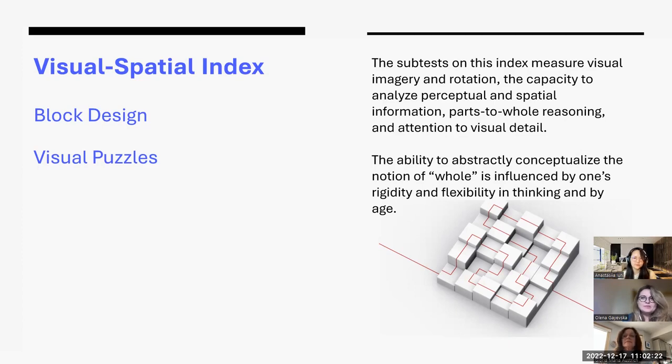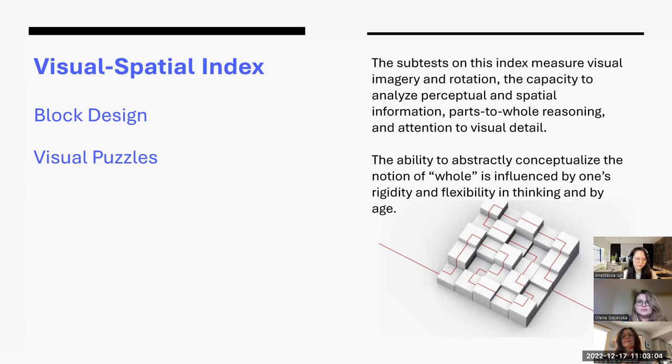So the subtests on this index measure one's ability to create that visual imagery and rotation. So it's an abstract imagery. It's being able to take an object in space, in your head, and be able to manipulate it and orient it, and then be able to analyze the perceptual and spatial information that you see, whether it's on paper or something that you have to imagine in your head. And it also looks at parts to whole reasoning, which is being able to understand how the concept of a whole is made up of different parts, and how different parts make up a whole.